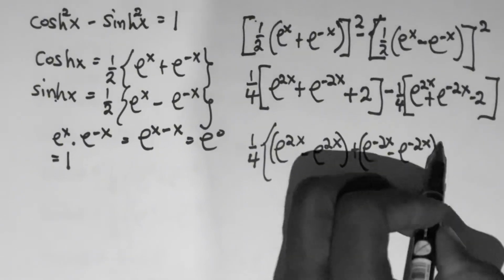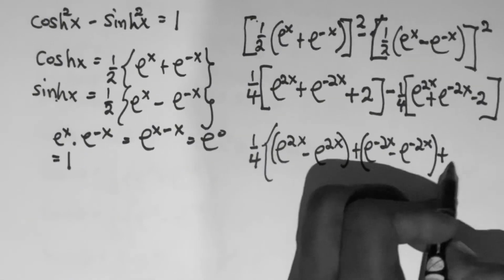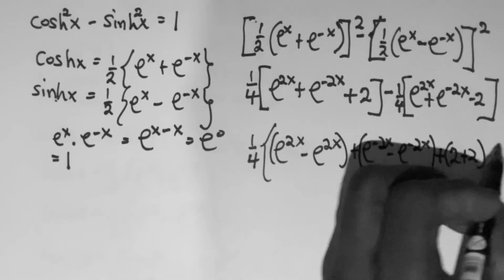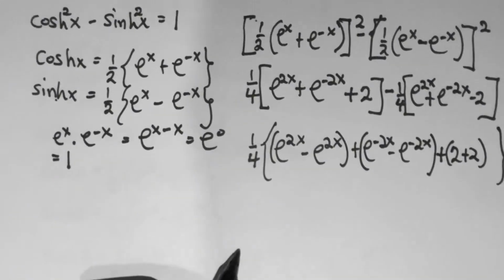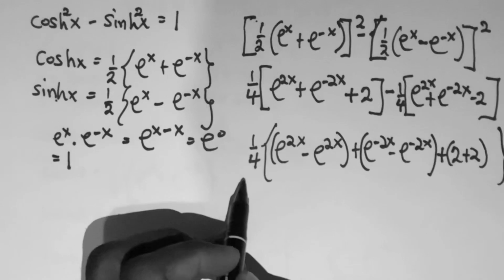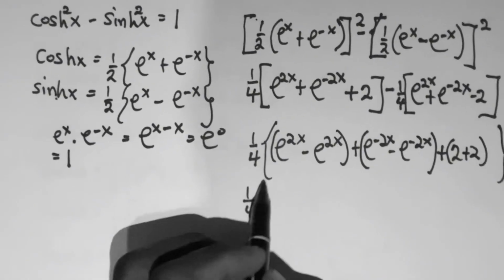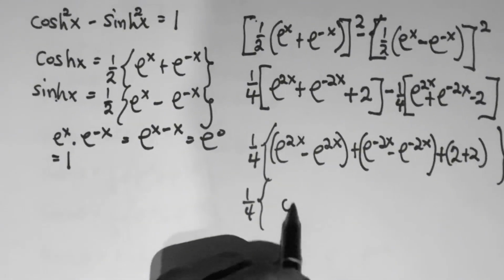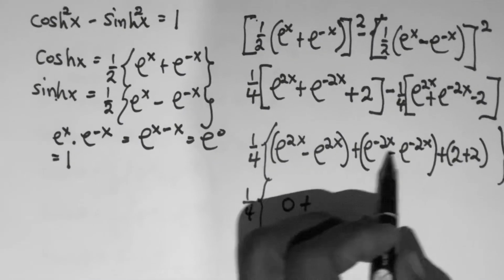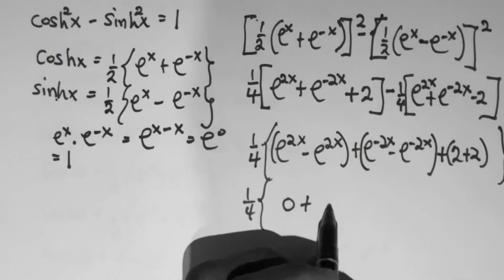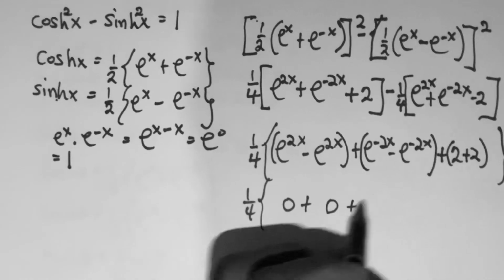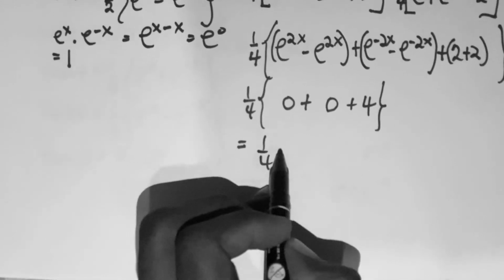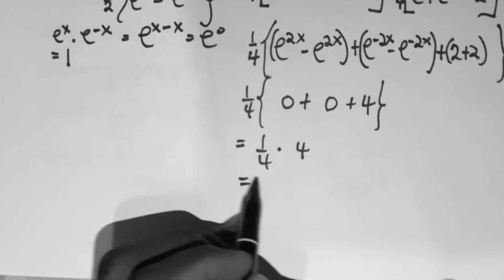which becomes plus 2 plus 2, then the big bracket closes. So this is equal to 1 over 4, and then we open the bracket: exponent 2x minus exponent 2x is 0, then plus exponent minus 2x minus exponent minus 2x is also 0, then plus 2 plus 2 is 4. So this becomes 1 over 4 times 4, and this is equal to 1.